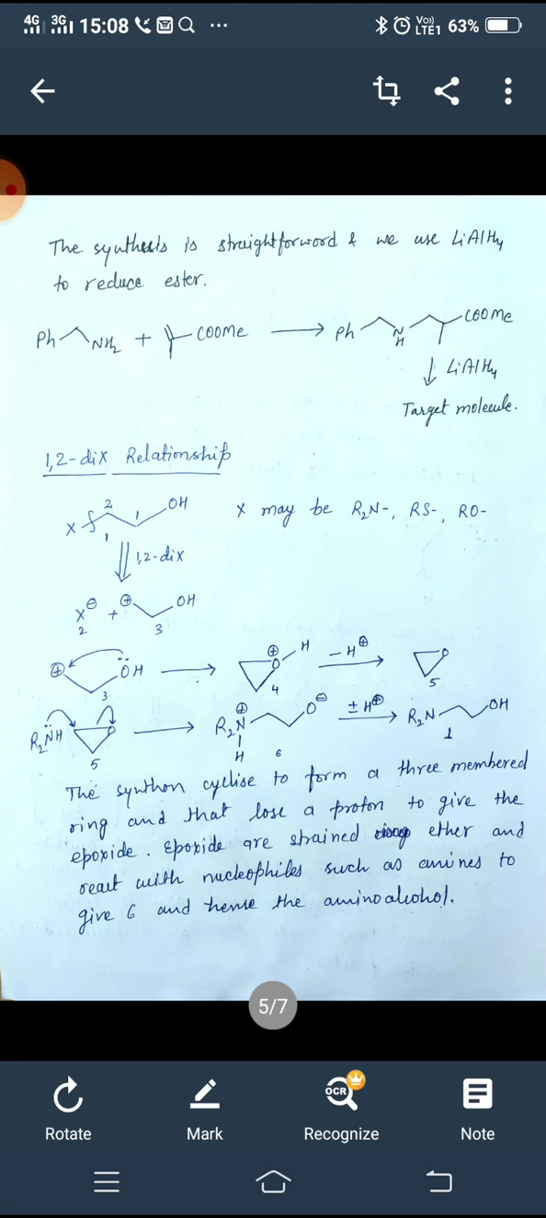The amine will react with this electrophile at this carbon atom and then the bonding electrons move to oxygen. Then we'll get molecule number 6, and after the removal and addition of the proton, we will get the amino alcohol, or target molecule number 1.